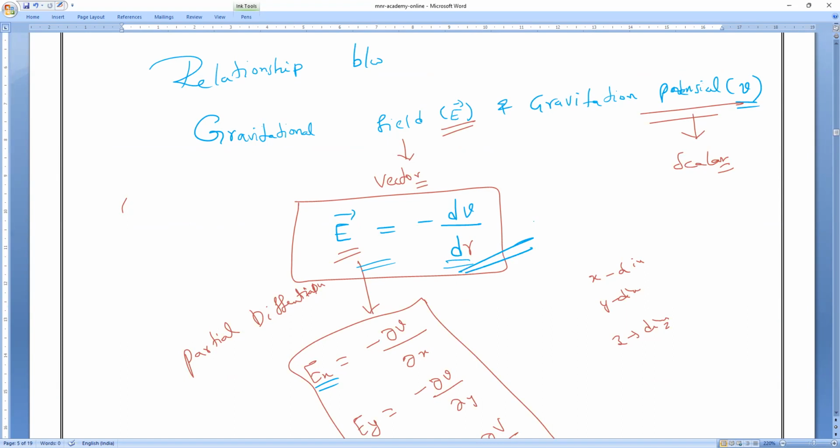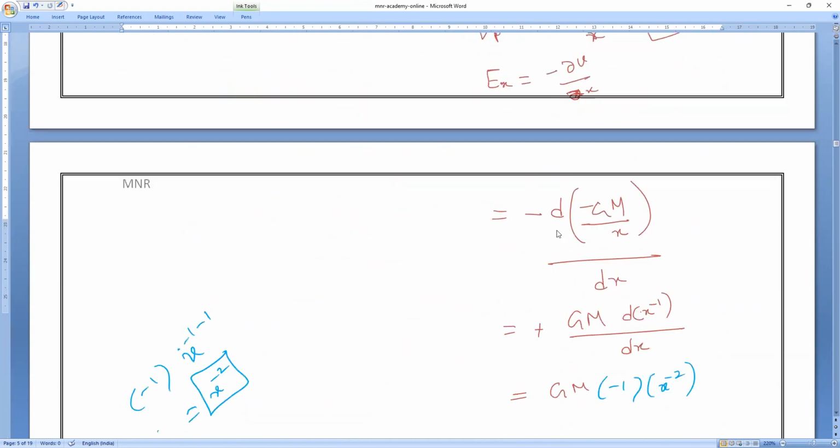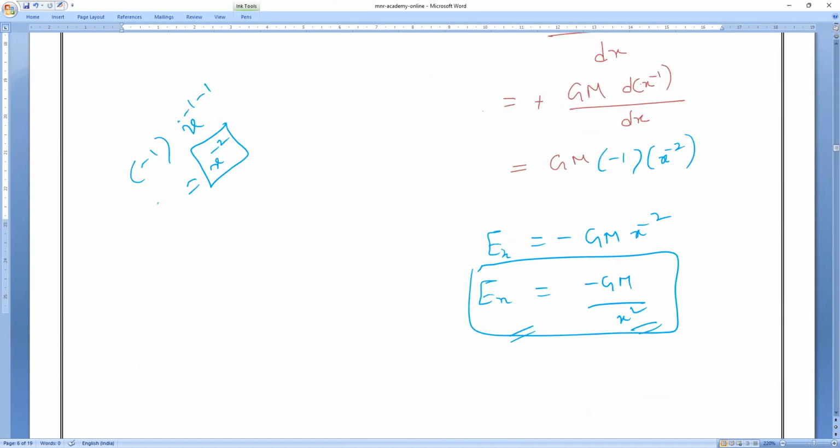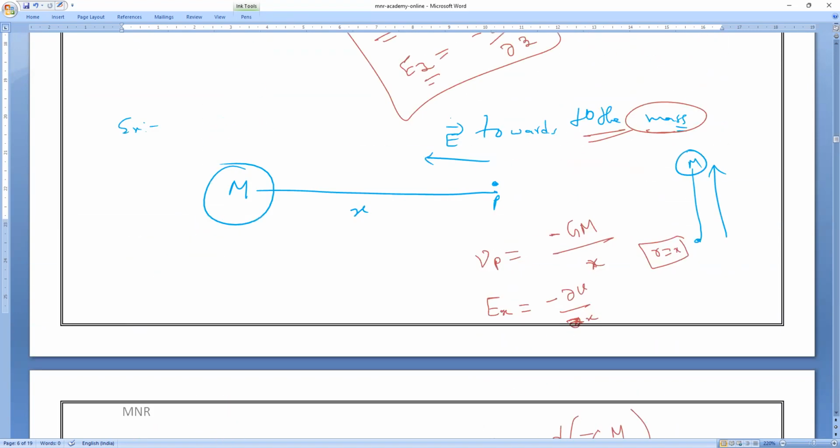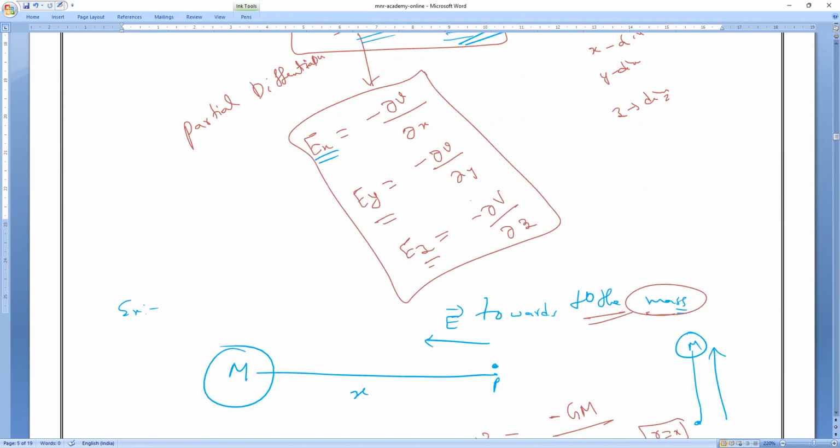Clear? Then how to derive this and how to solve the numericals, all these things we'll discuss in the evening class. Till here, anybody having any doubt, you can ask me. I hope you understand. Clear? Yes, sir. So this is the relationship between E and V. E is equal to minus dV by dr. Gravitational field is a vector quantity. Gravitational potential is a scalar quantity. So if you want to find it in any direction, you have to do the partial differentiation. That's all it is. Partial differentiation.